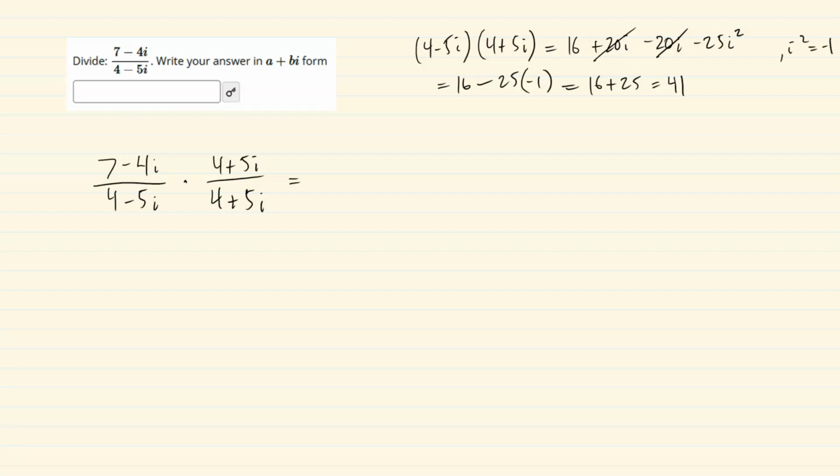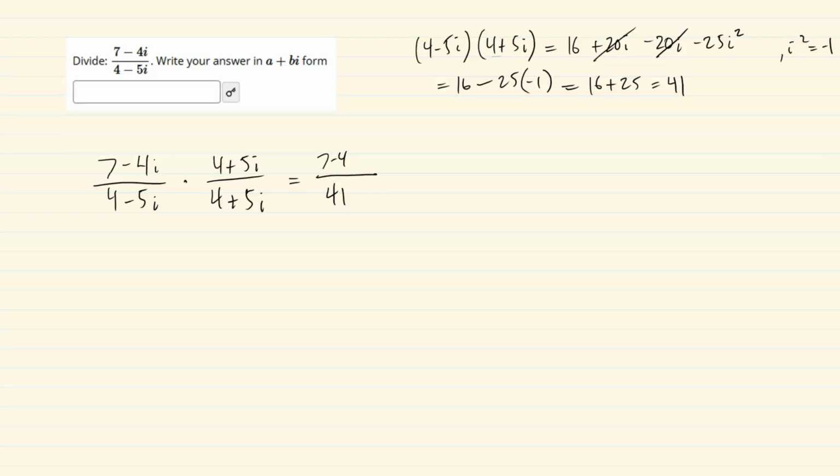So the denominator becomes just a whole number, as I mentioned before. It's a real number, 41. And what we'll want to do is multiply just the numerator together. Let's go ahead and do that. It's going to be very similar to what we did up here, but it's not going to simplify so nicely and just have a whole number. It's still going to be imaginary.